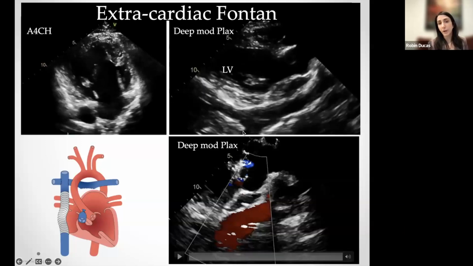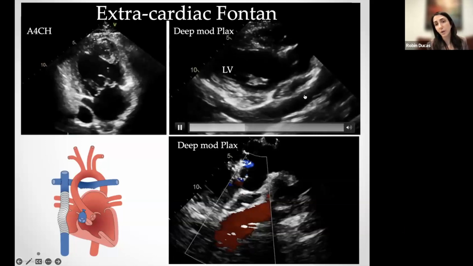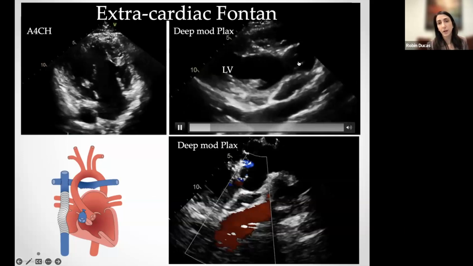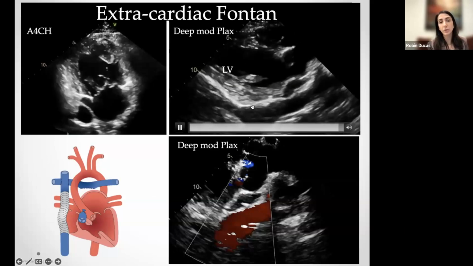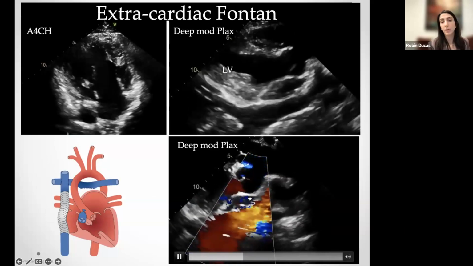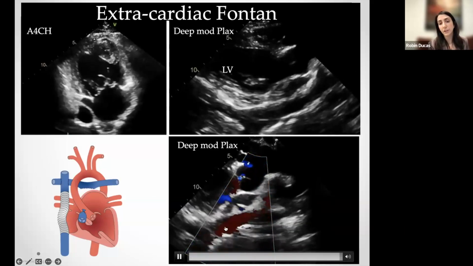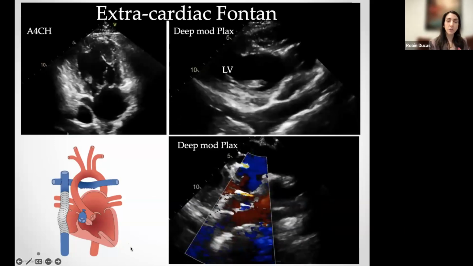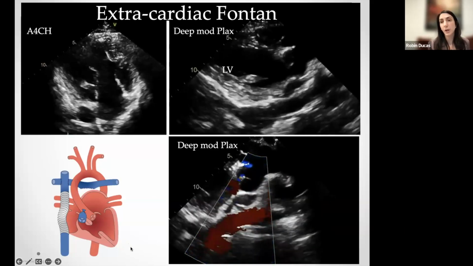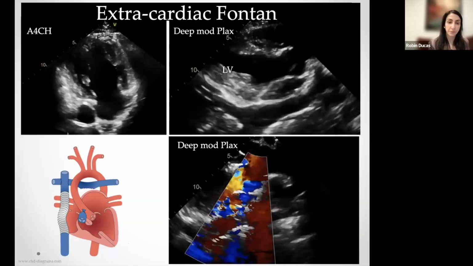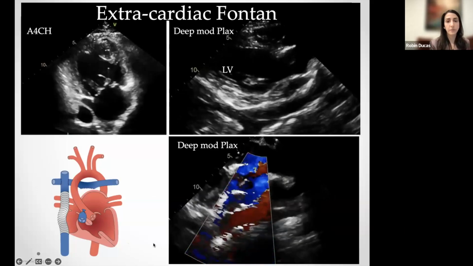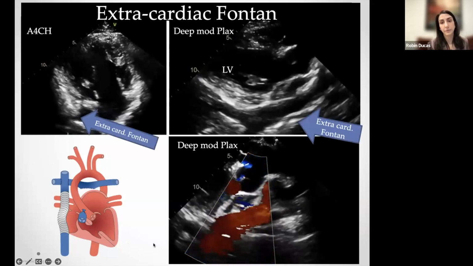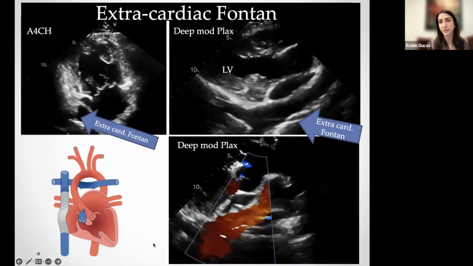In a deep modified parasternal long axis view, you can see that conduit here behind the heart and it's a single ventricle. And when we put color flow here, again, you can see that nice venous laminar flow in the conduit. So the imaging isn't particularly complicated if you understand where the structures are. So there's our extracardiac Fontan.